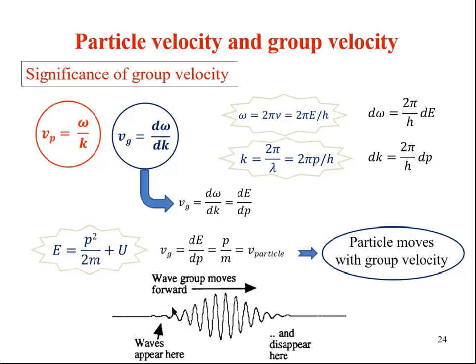So if there is a wave group, then the particle may be somewhere in this wave group from this position to this position, and the uncertainty in the position of the particle will be maximum from this place to this place.